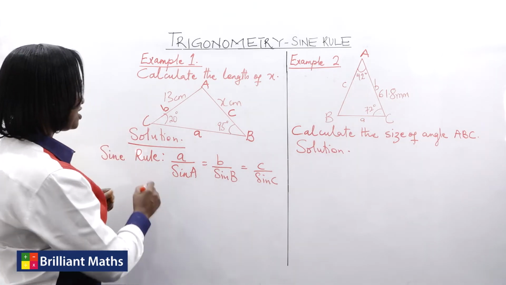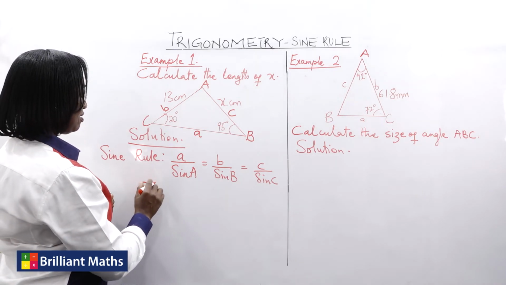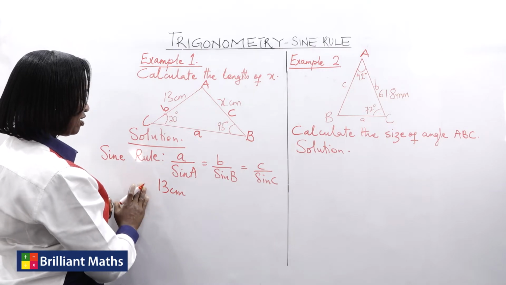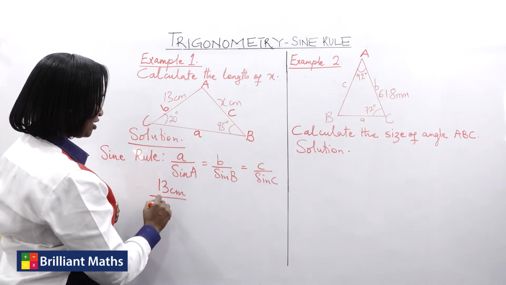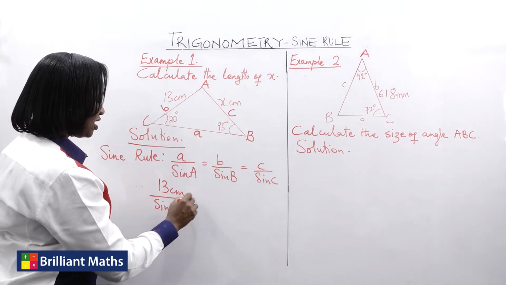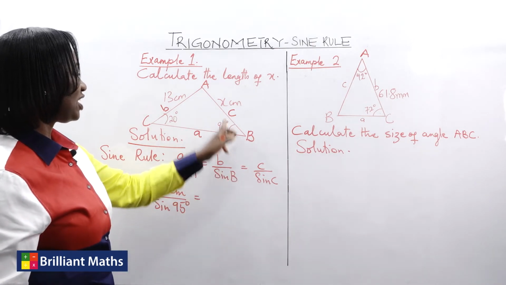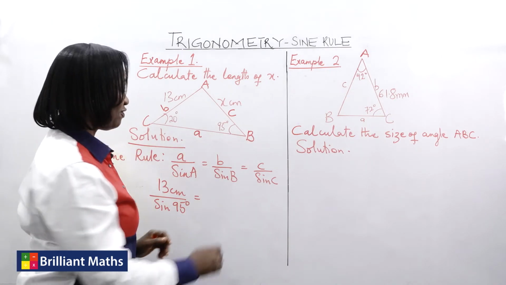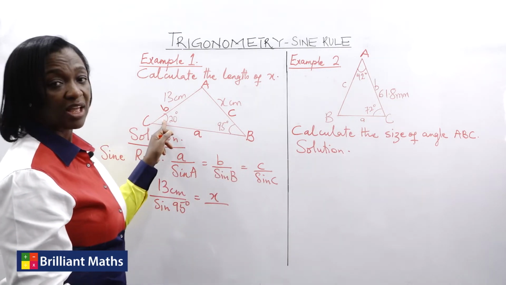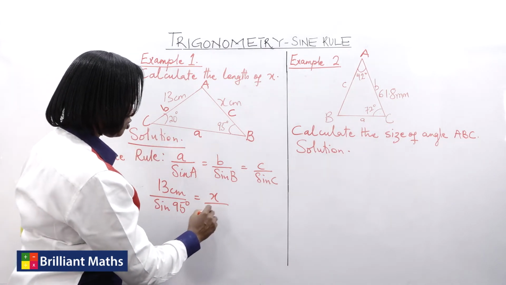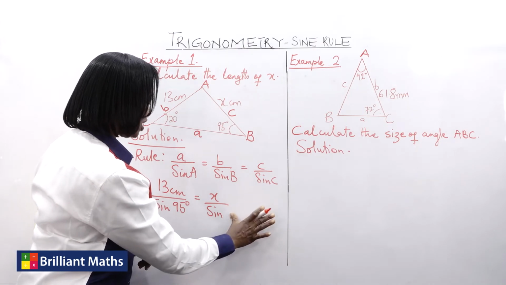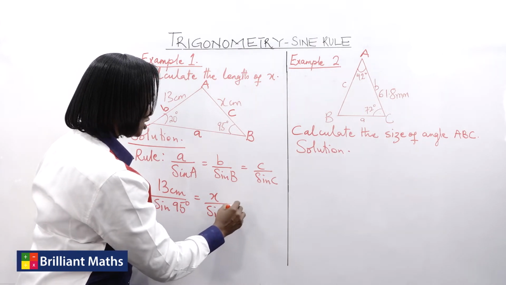b is 13 centimeters over sine B, which is 95 degrees. And that is equal to c, which is the side we are looking for, x, over sine C. And C is 20 degrees. So that would be sine 20 degrees.